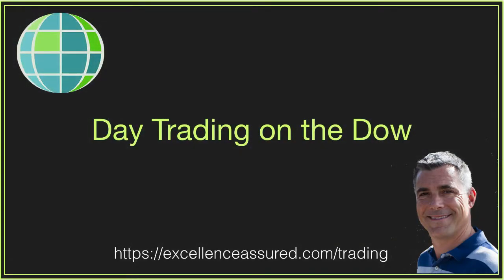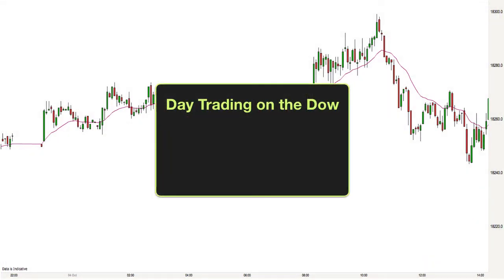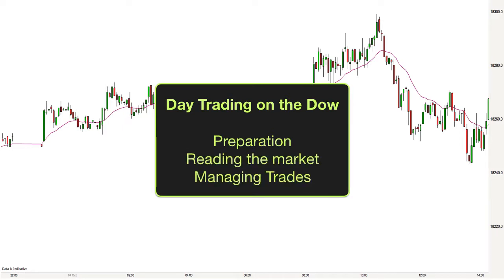Hello traders, today we're going to look at some trading action on the US Dow Index. As always, we're going to talk about how to prepare for the market open, how to read the price action, and we're going to look at trading opportunities that arose during the trading day. And that day was the 4th of October 2016.